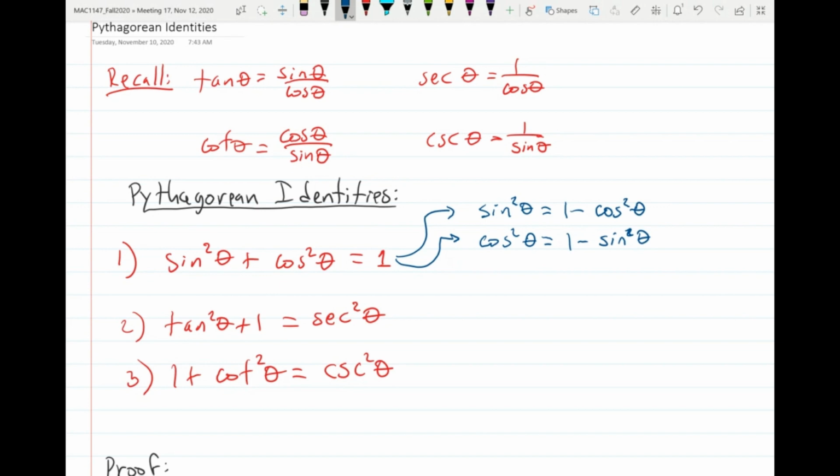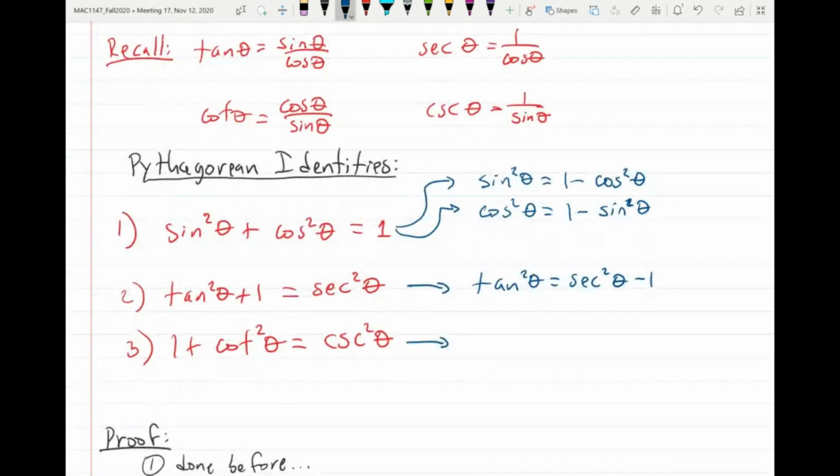Now, similarly, number two gives you another one. The same way that tangent squared plus 1 equals secant squared, you also get that tangent squared can be written as secant squared minus 1. So this is a way of going from tangent to secant, taking an expression that only has tangents and turning those expressions into secants. Okay? And similarly for number three, this means that cotangent squared is going to be cosecant squared minus 1.